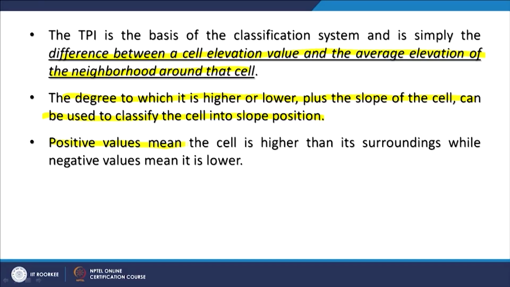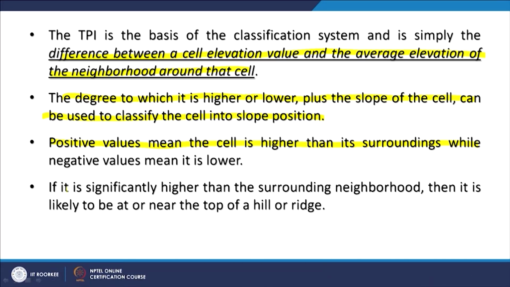Now a positive value means the cell is higher than the surrounding, while a negative value means it is lower. If it is significantly higher than the surrounding neighborhood, then it is likely to be near the top of the hill or ridge. And this is a very common thing in terrain like the Himalaya, where suddenly you get something which is very high. So that might be near the top of a hill or a ridge. Now, significantly low values suggest that the cell is near the bottom of a valley.